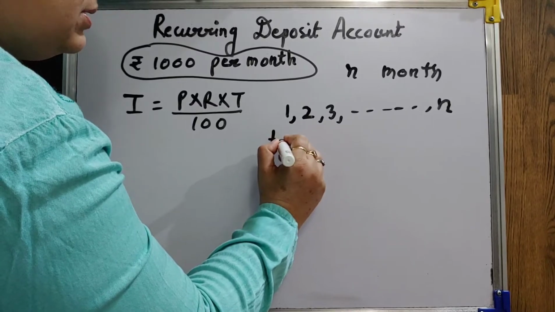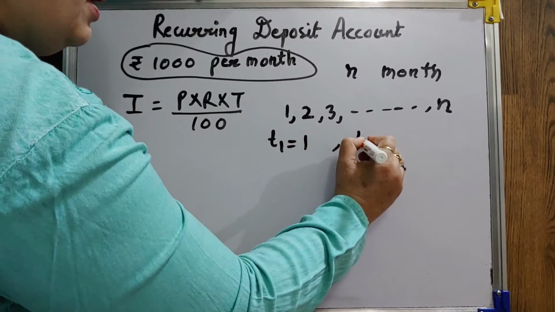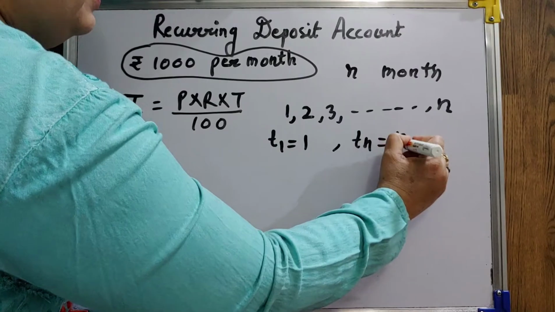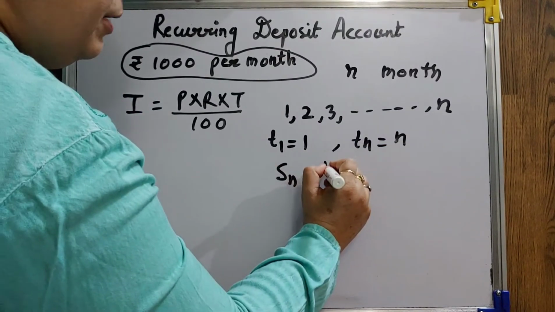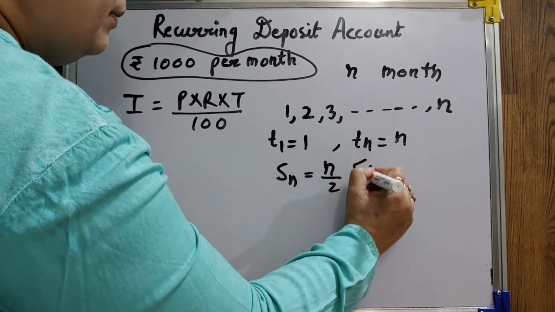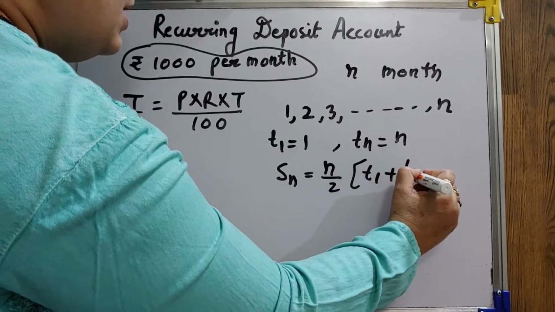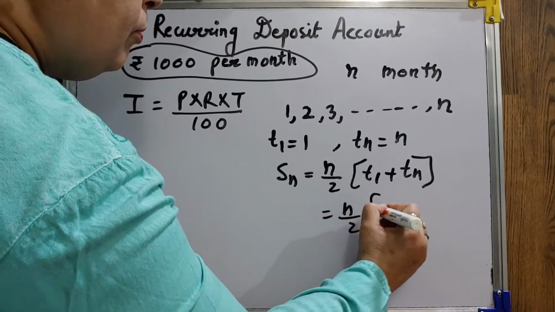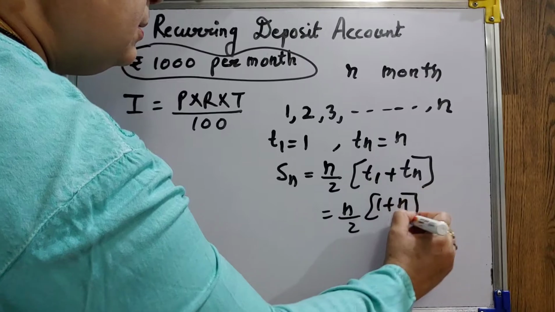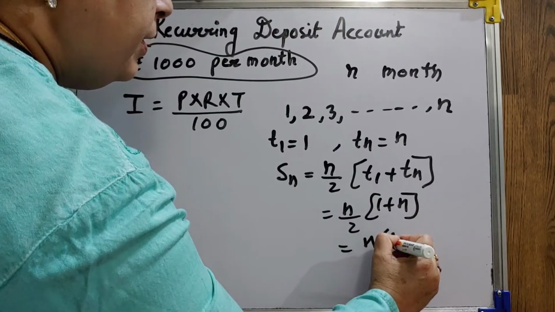So my first term is 1. The last term is n. So when I calculate the sum of months, you know this formula: n by 2 times first term plus last term. So n by 2, 1 plus n.